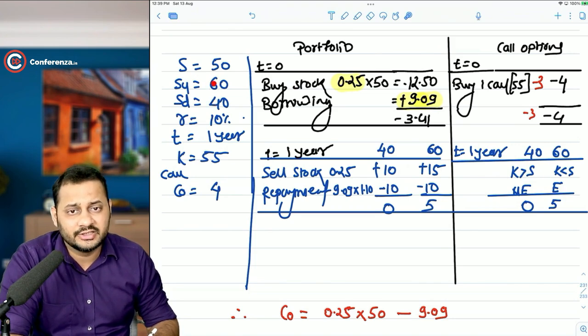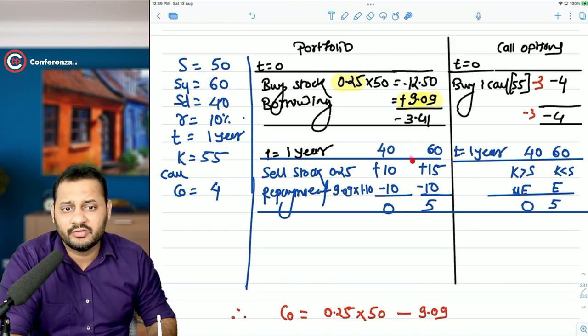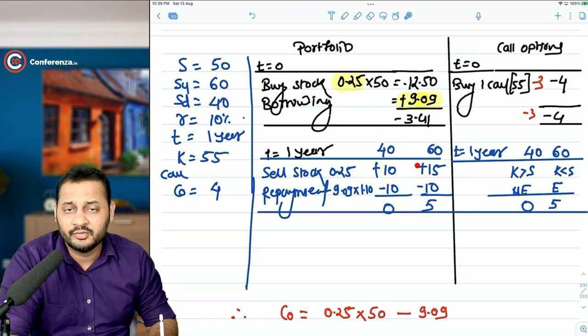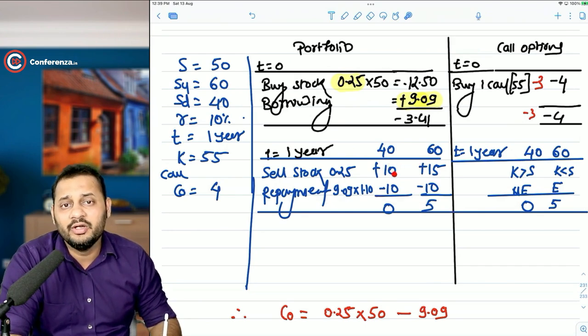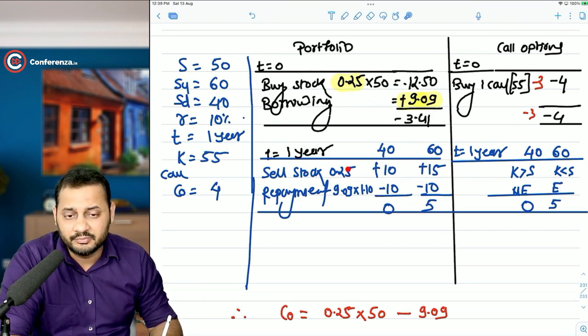If I sell it at 60 rupees, so 60 multiplied by 0.25, I will get 15 rupees. That's well and good. But if I sell it at 40 rupees, the minimum that I will get at the expiry out of 10 and 15 is 10 rupees. So I'm borrowing only that much, which I will be sure of getting the cash flow by selling the stock after 1 year.